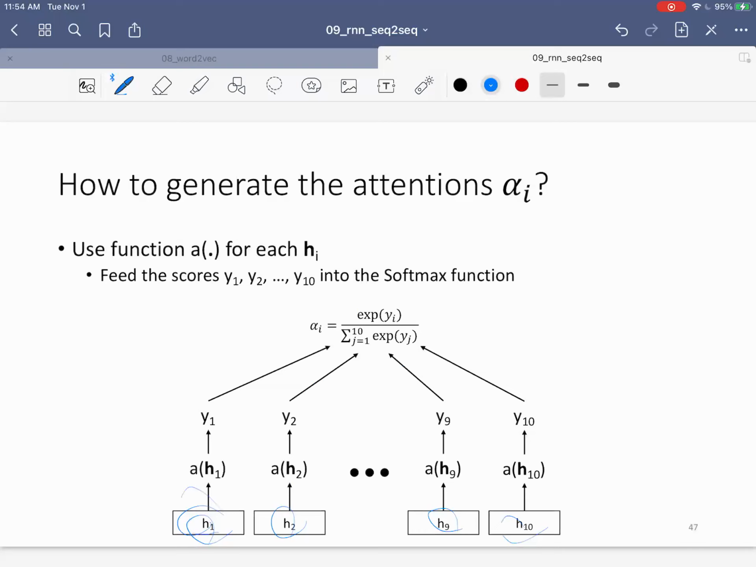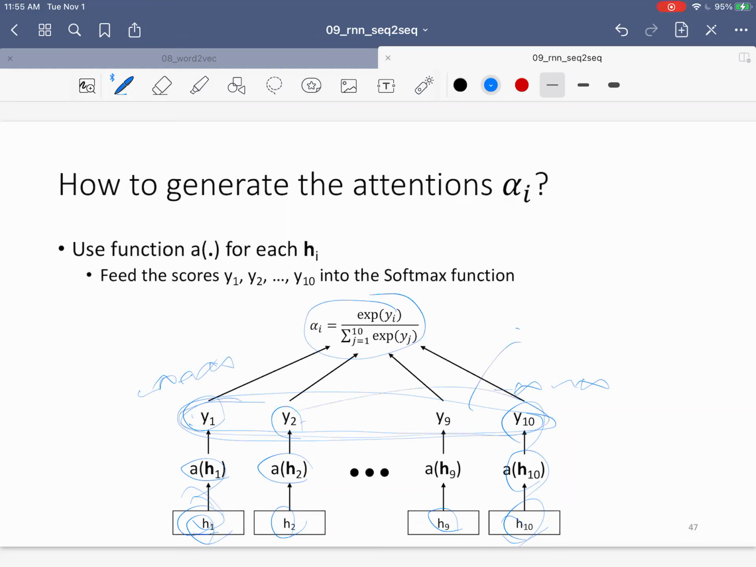You have h1 to h10, and then you put your h's into your attention function separately. So you have a(h1), a(h2), all the way to a(h10), and you have the corresponding y1 to y10. Note that this y1 could be any value between negative infinity and positive infinity, all the way to y10. What you do is you get your y's all together, and then you put them through a softmax function, and that's how you make them into probabilities.